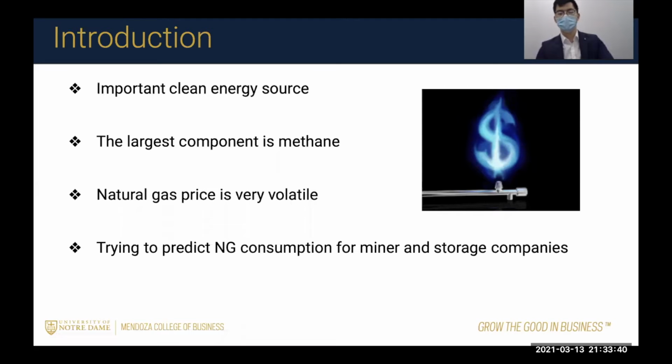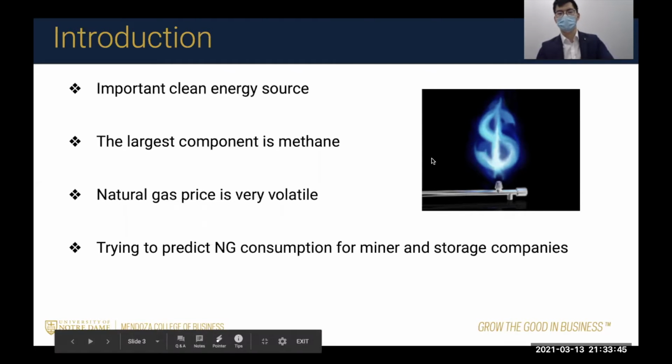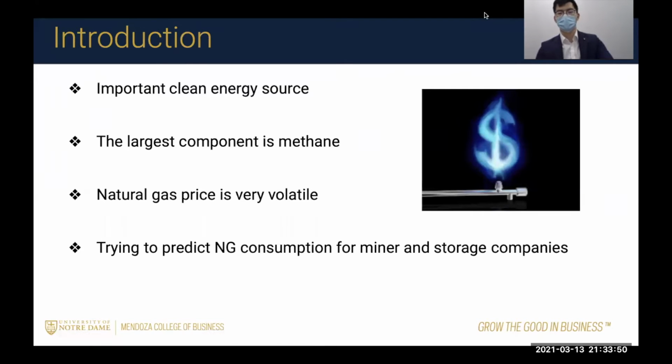It's a clean energy because it only produces 30 to 50% or less carbon dioxide than burning coals or oils. Natural gas is produced underneath the Earth's surface and can be stored as either liquid or gas. We use it to make materials, heating, or chemicals. And the price of natural gas can be pretty volatile during the year because of supply and demand issues.